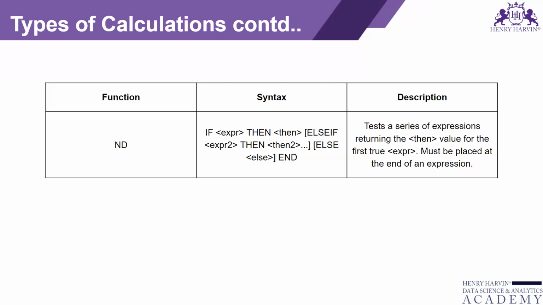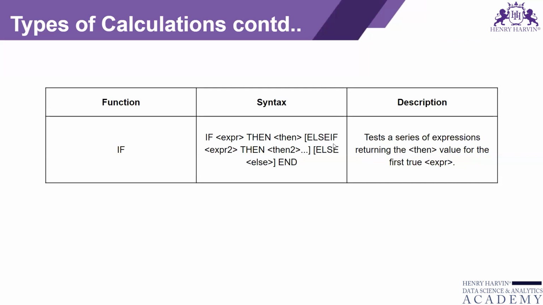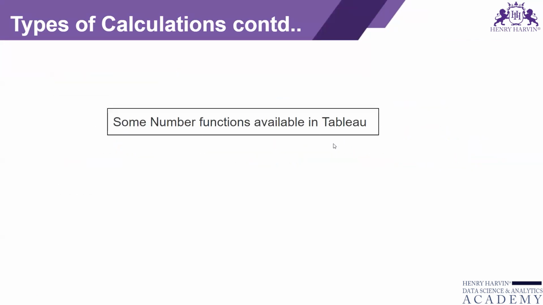And then the ELSEIF logical function tests a series of expressions, returning the then value for the first true expression. So you have something like this: if expression then you execute the then part, else if expression two, then two. It's basically a combination of multiple if expressions. That is called the ELSEIF function.